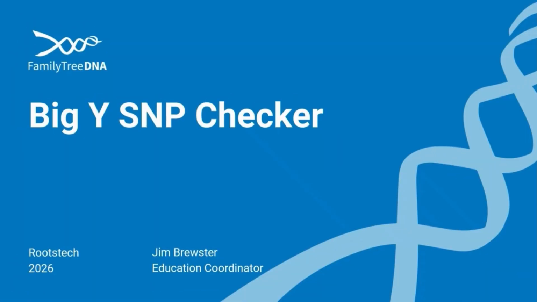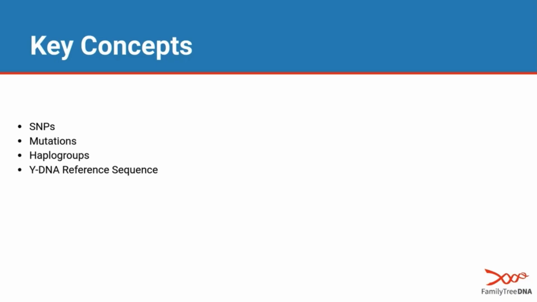Today we're going to be talking about a big Y tool called the SNP checker. This is a really powerful tool that can give you a lot of in-depth analysis into your Y chromosome. It is a bit of an advanced topic and an advanced tool. And today, the concepts that we're going to be talking about are going to be based on SNPs, mutations, haplogroups, and the Y-DNA reference sequence.